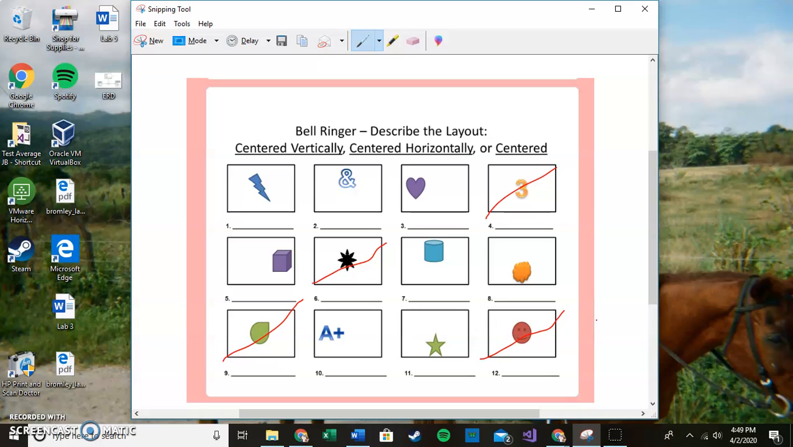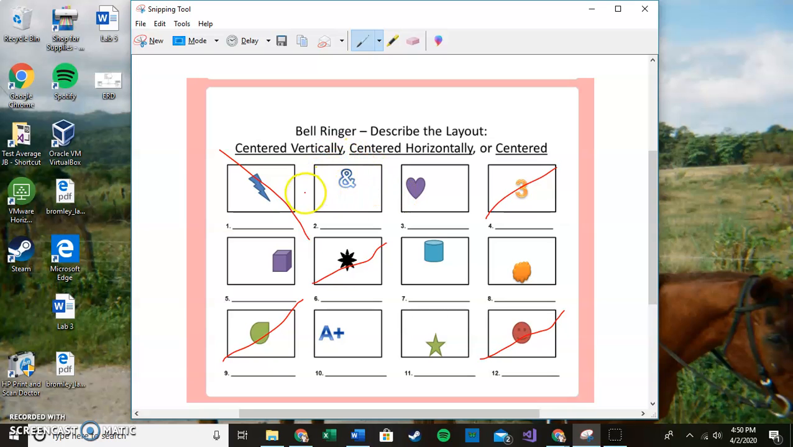So, to be centered vertically means to be in the center of the vertical axis or in the middle of top to bottom. So it doesn't matter what side the image is on, whether it's on the top or the right or the bottom or the left. This one is centered completely too. So what you're looking at is on which axis it's centered on.